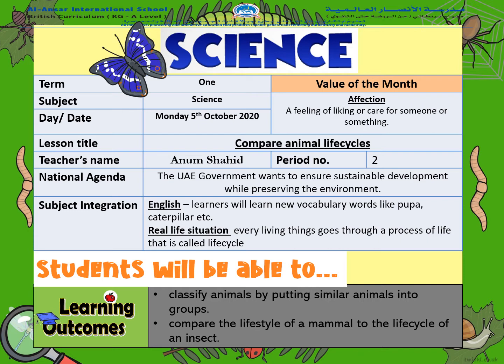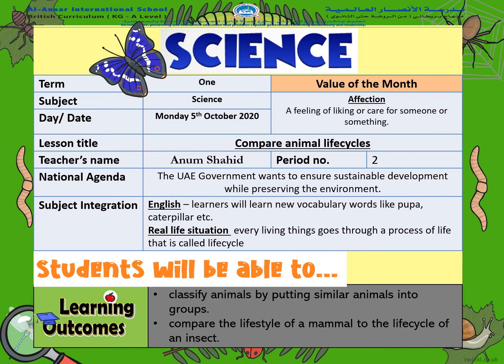Today is Monday, 5th of October. It's a new month and the value of this month is a feeling of liking or care for someone or something. That's called affection. So affection is the value of this month.